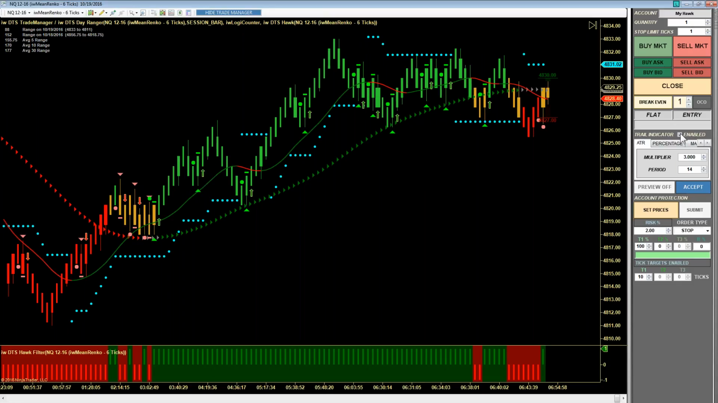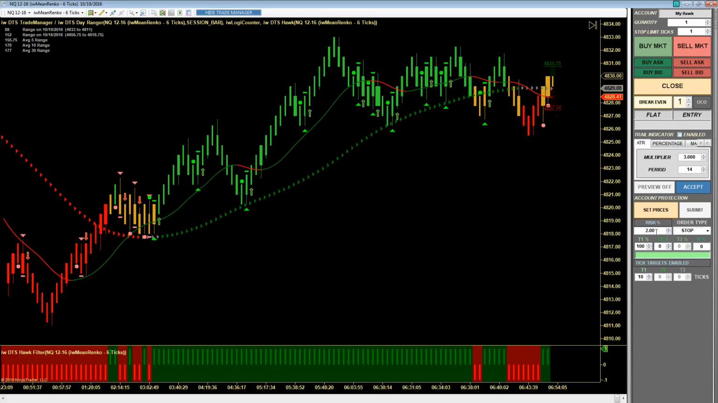Then we also have this component down here. This is the risk manager component. There are two modes available with the trade manager. There's the risk percent mode and the manual mode. Manual mode, as the name suggests, is you just plug in how many contracts you want to trade and you set that amount up here, and it will always give you that number of contracts.